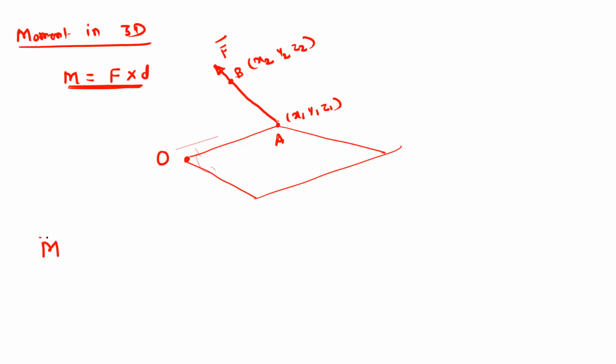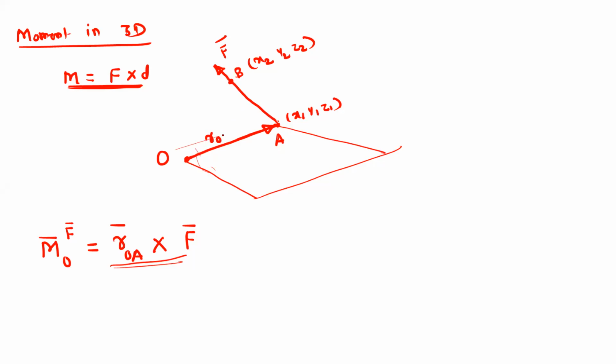So moment M bar by the force A bar about the point O is equal to position vector OA bar cross the force A bar. So this is the cross product to get the value of the moment M bar. So what is the meaning of this position vector OA bar? It is the vector connecting the moment point and the point through which the force is acting.